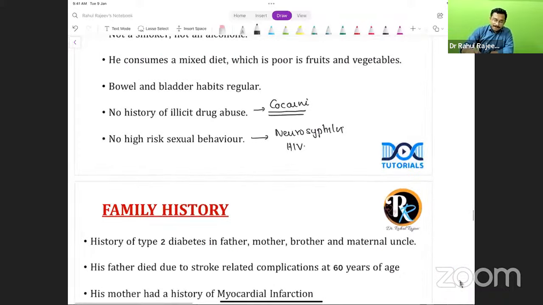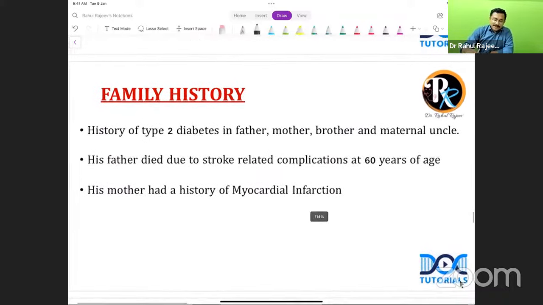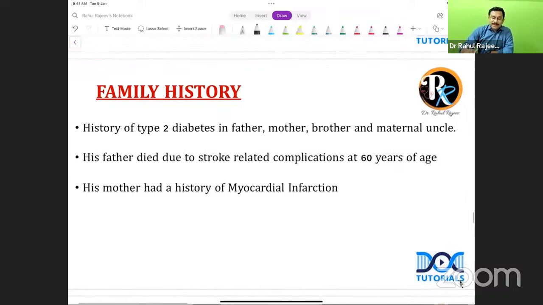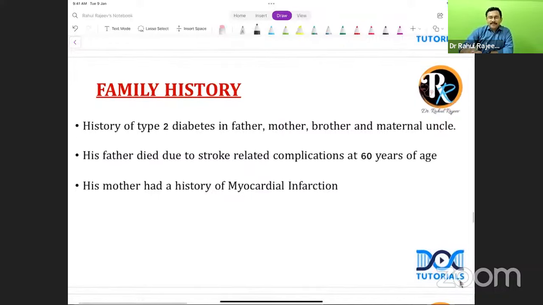Personal history done. Family history: there is a history of type 2 diabetes mellitus in the father, mother, brother, and maternal uncle. His father died due to stroke-related complications at 60 years of age. His mother had a history of myocardial infarction. So it's very obvious that in the family, so many people are having problems. Diabetes is there, stroke-related complications for the father, and the mother had a myocardial infarction.